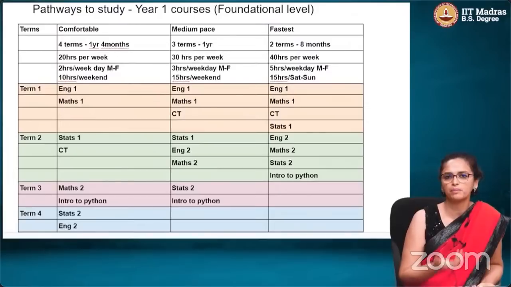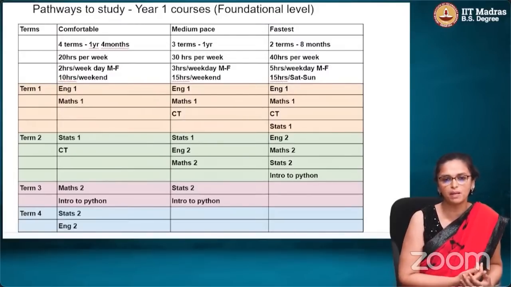You can swap maybe Intro to Python with English 2 in case you want to spend more time on the coding part, or you can use it as is. So these are 3 different pathways that we recommend from our side on how you can complete the 8 courses of the foundation level. And we will also tell you, in general, only 10% of the students who enter the foundation level actually complete 8 courses in 2 terms.